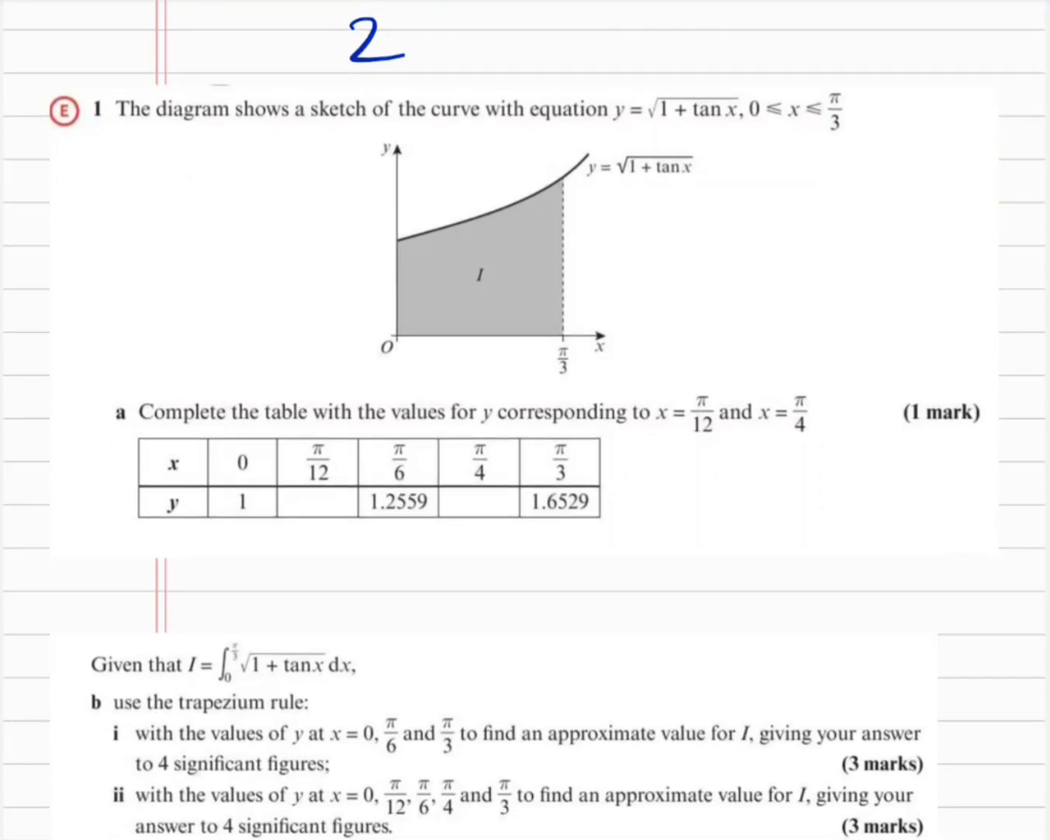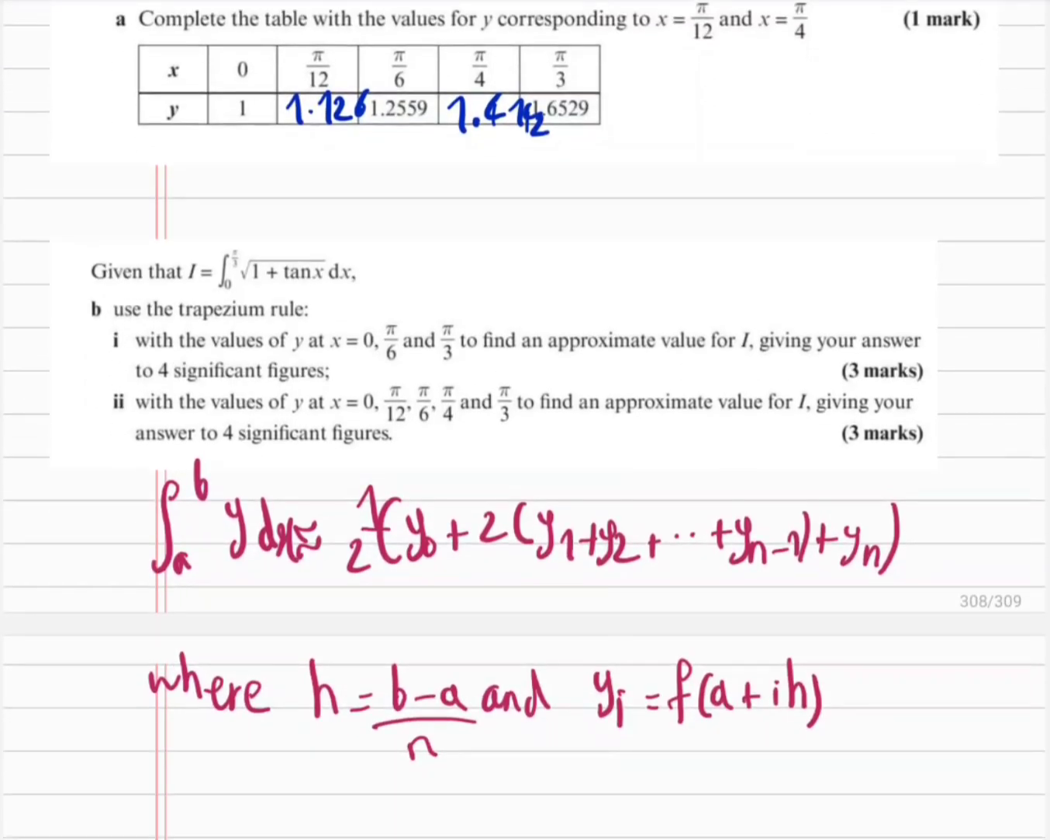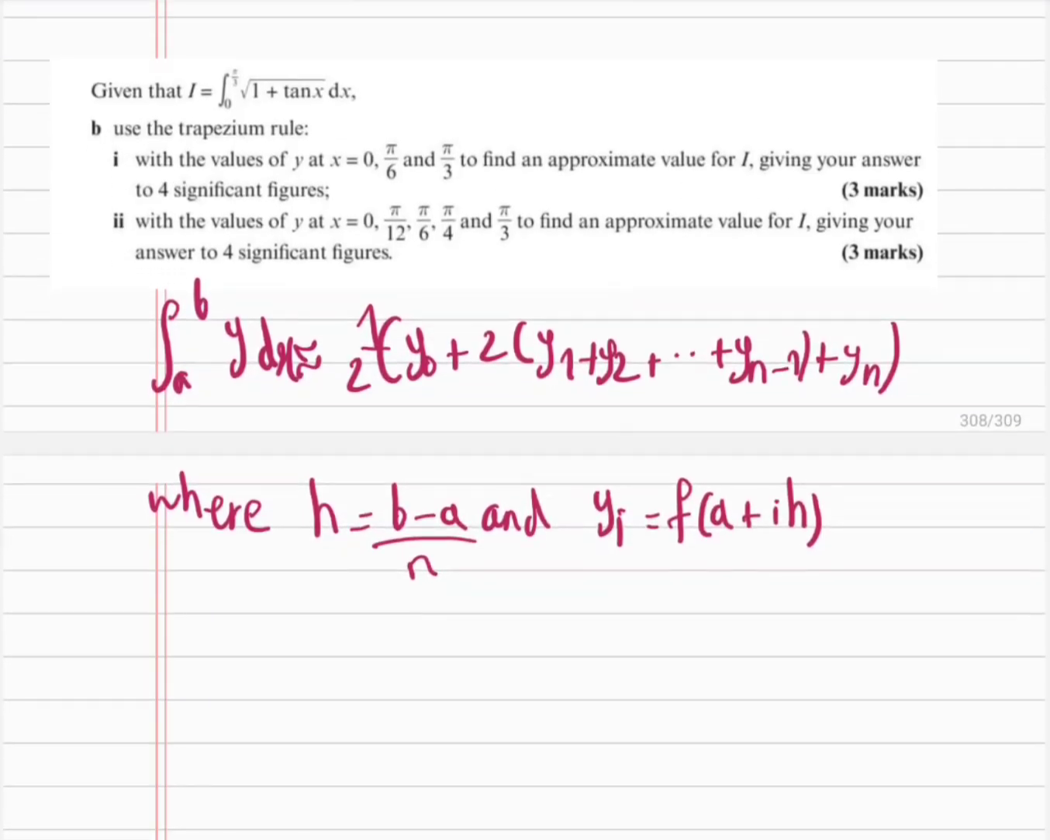So when x is pi by 12, we get 1.126. Then when it's pi by 4, we get 1.414. Now that we have these values, in part B we can use the trapezium rule to find the integral.